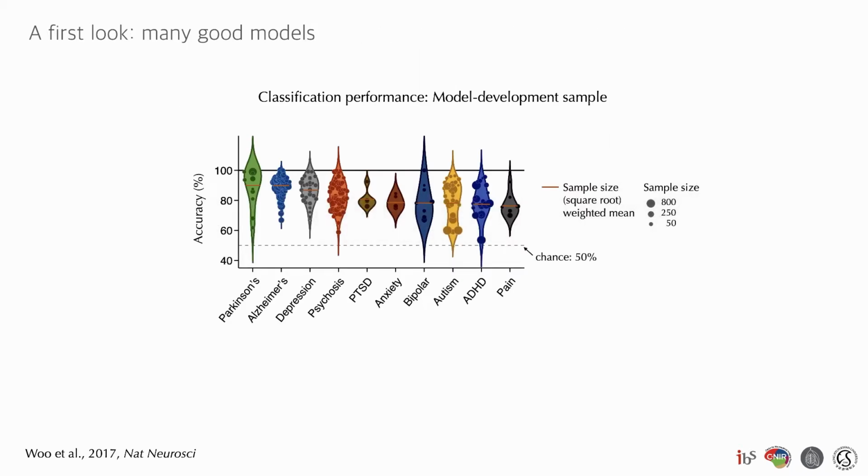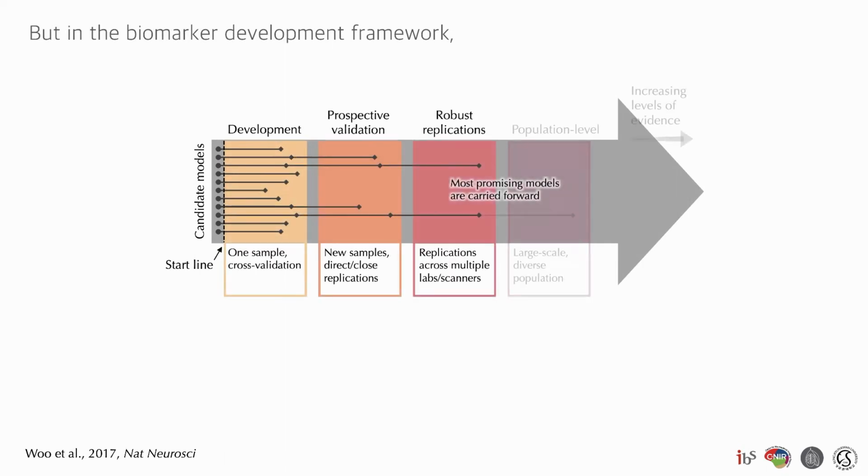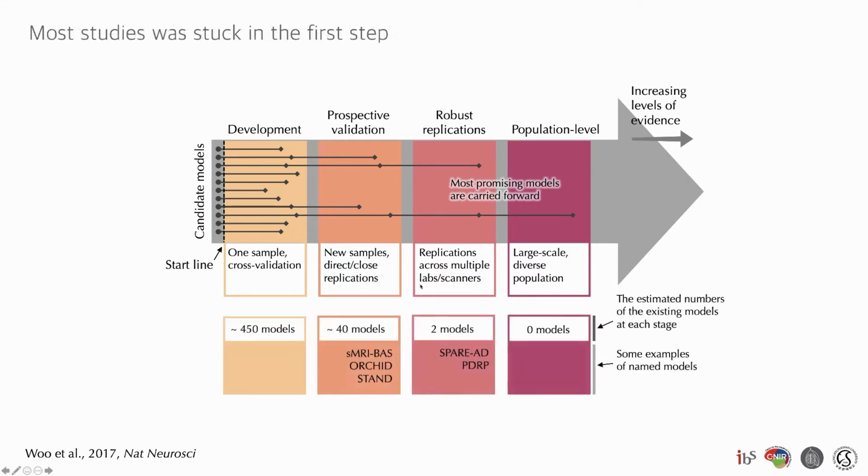This plot shows the survey results from a recent review paper, and this shows the classification performance of the neuroimaging models for different brain disorders. At first look it seems not that bad, and there seem to be many good models. However, these are the results at the model development stage, that is, with training data. If we put this within the biomarker development framework, where the most promising models should be carried forward until we achieve population level generalization, we can find most of the models are stuck at the model development stage.